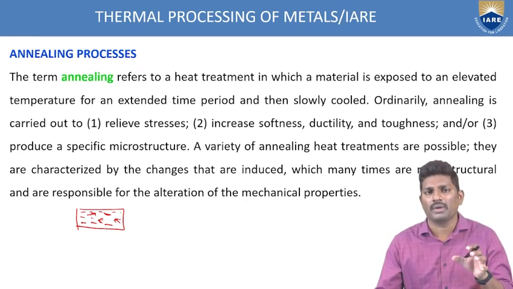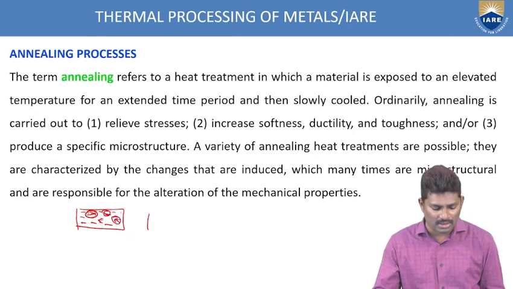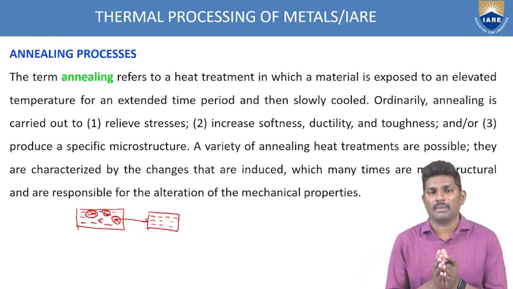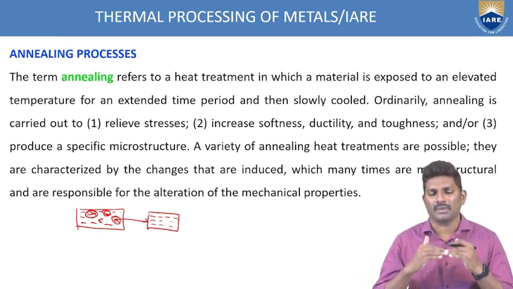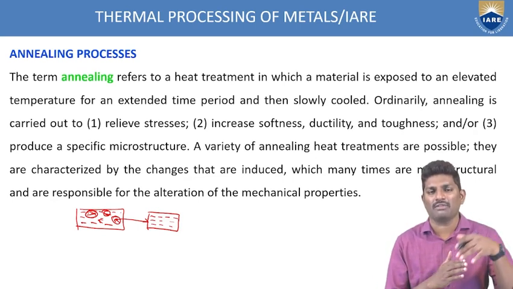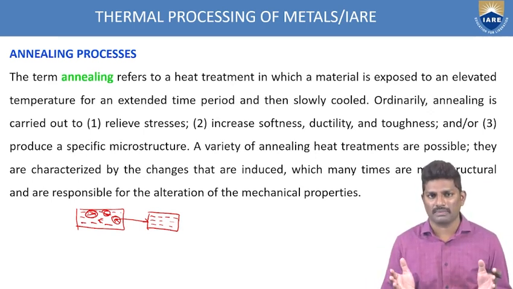So what happens when you heat the system, when you heat the alloy or element? Wherever the disturbances are there, these are again re-uniformed and they will look like this. So it is being reformed. It is coming into a uniform state. Okay, so this process of heating the element to convert a non-uniform element into a uniform material is called the annealing process. Is it clear?